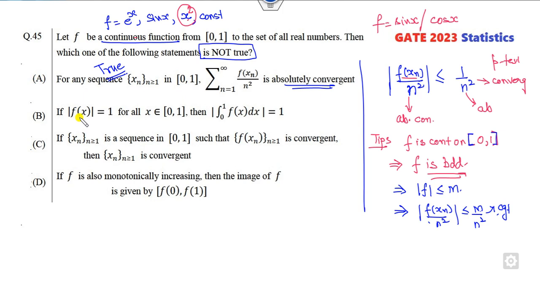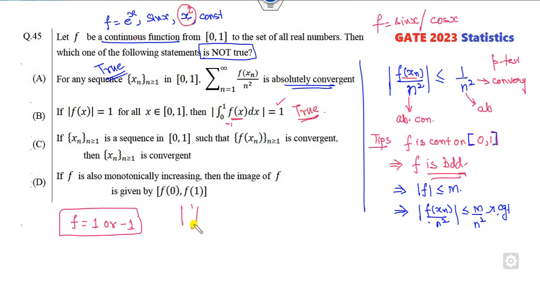Look at the second part. If mod of f of x is 1, so what is that? F is either plus 1 or minus 1. Fine, this is the only option. So once f is 1, if you substitute here, the integration of 1 is 1. When f is minus 1, the integration of this will be minus 1, but you can take the modulus, it is 1. So this is also the correct option.